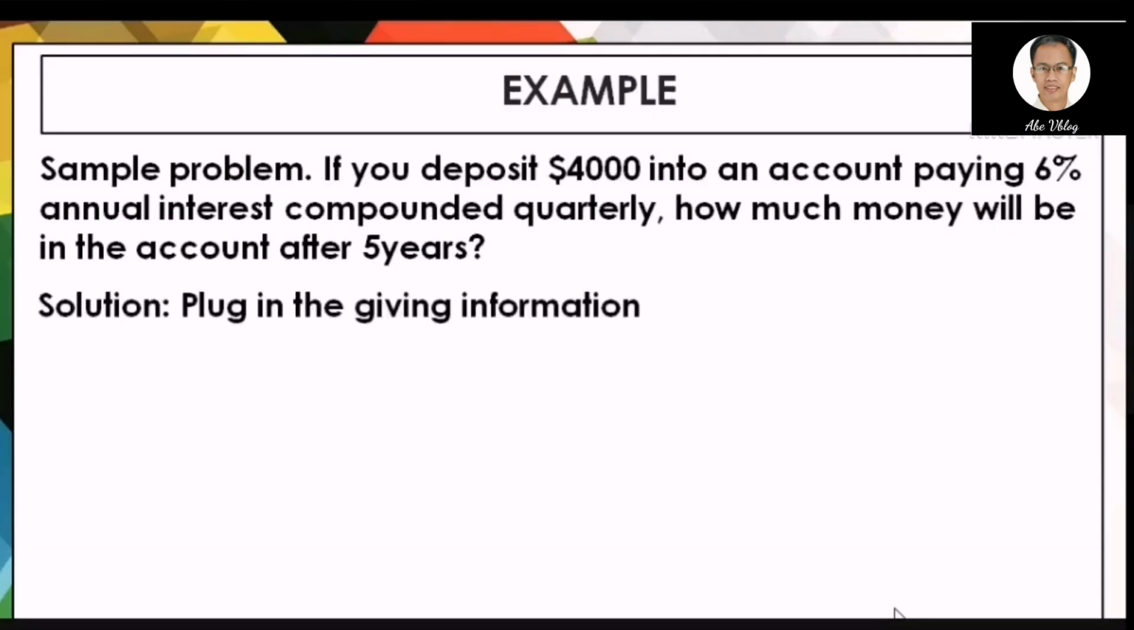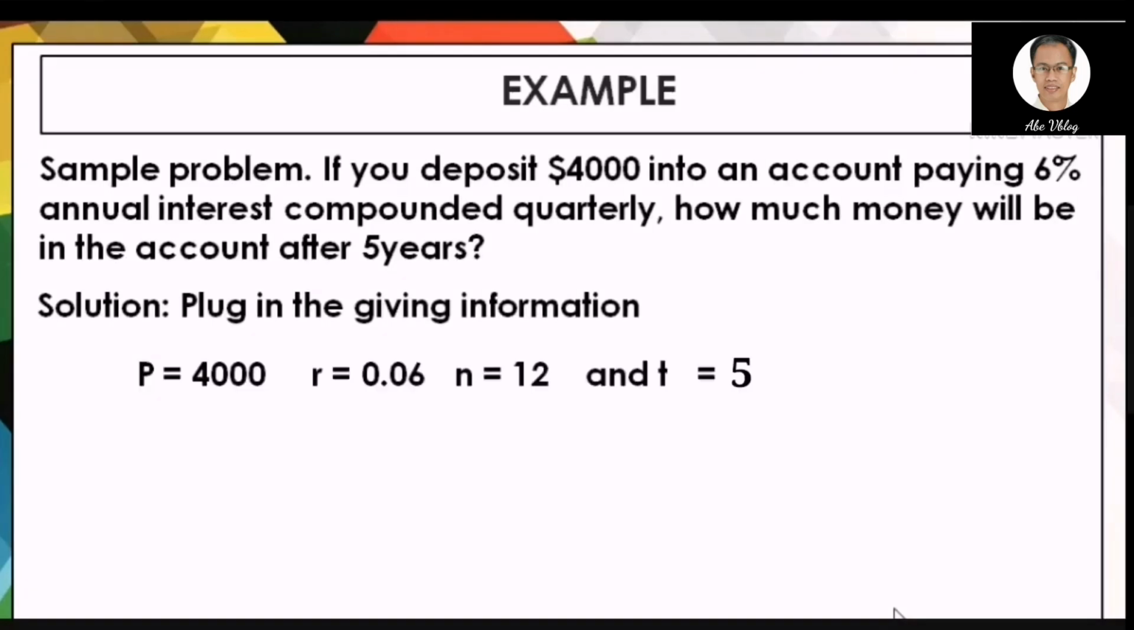So the givens are as follows. P is equal to 4,000. The interest rate is equal to 6% or 0.06. Then N is 12. And then we have the term, which is 5 years.